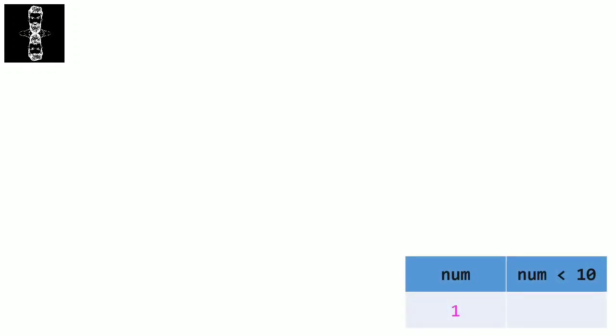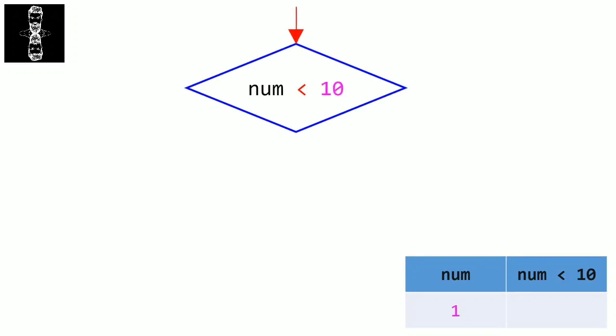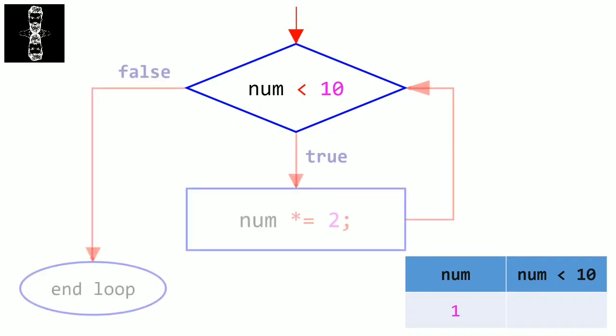For example, we want to multiply a number by 2 while it's smaller than 10. For that, we use an integer variable named num, and we initialize it to 1. So now we can start executing the loop. What is the condition here? We said we repeat the multiplication while num is smaller than 10. So the condition is num is smaller than 10. And what is the instruction? The instruction is to multiply num by 2.